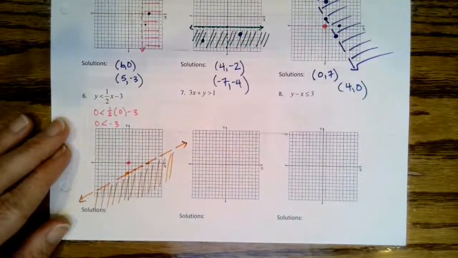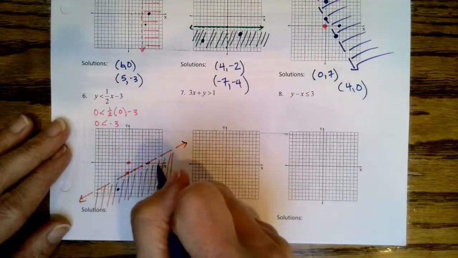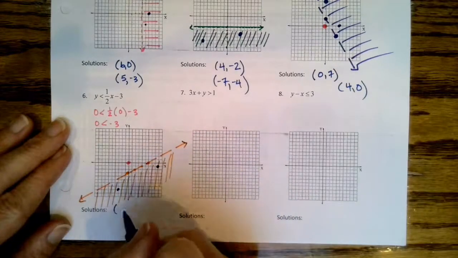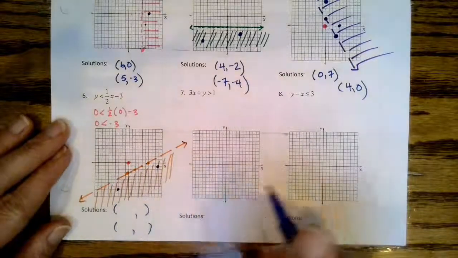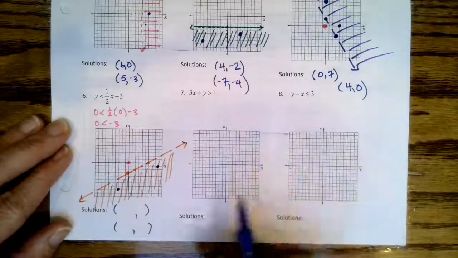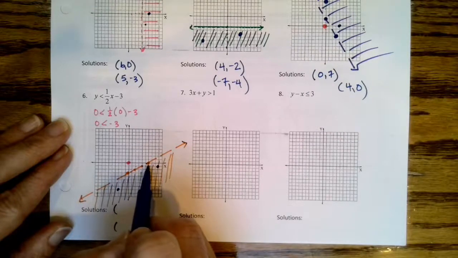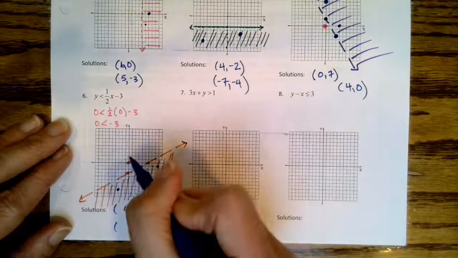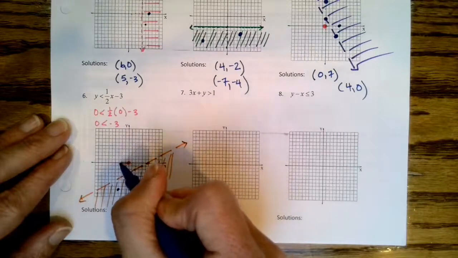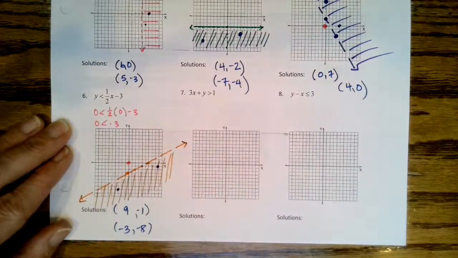So when I go to pick 2 of them, it doesn't matter where I pick. How about here? How about here? So whatever these XY ordered pairs are, they're 2 of an infinite number of choices I could have made. Over 9, down 1. Over negative 3 and down 8.